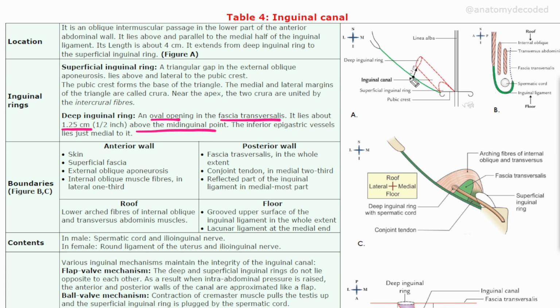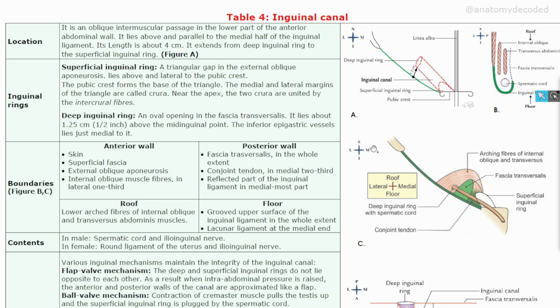Where is the mid-inguinal point? Here, this point. The mid-inguinal point is the midpoint of the pubic symphysis and the anterior superior iliac spine. 1.25 centimeters above it is the deep inguinal ring, and it is an opening in fascia transversalis. The inferior epigastric vessels are present just medial to it. So in this region, the inferior epigastric vessels would be there.